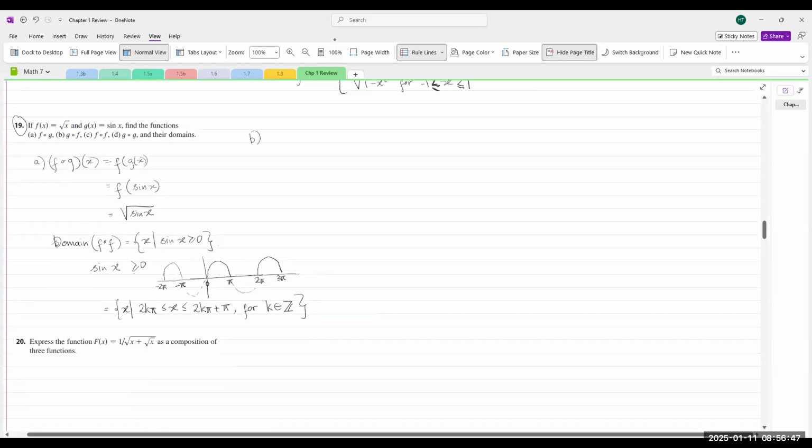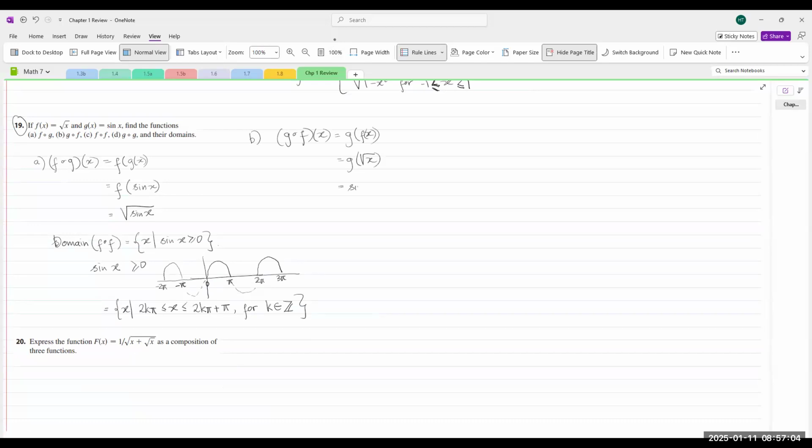Part B. How about g composed f of x? That's g of f(x). That's g of square root of x, that's sine of square root of x. Well, sine of anything is well defined, but for square root of x, we can only have non-negative. So the domain will then be from 0 to infinity. It will not work when x is negative.